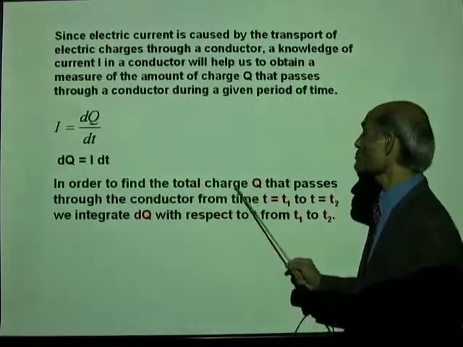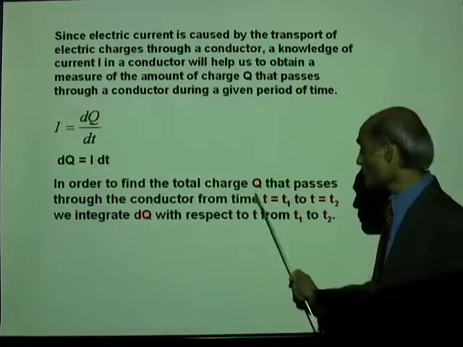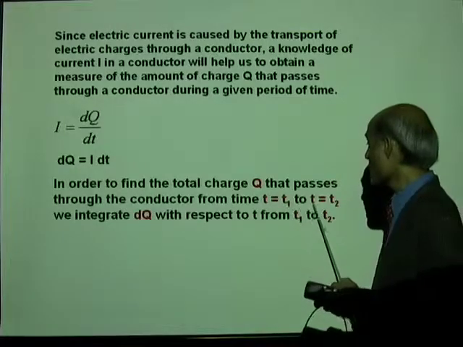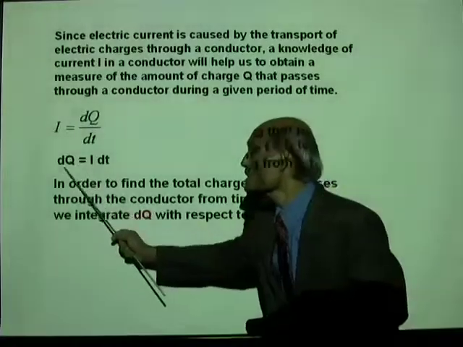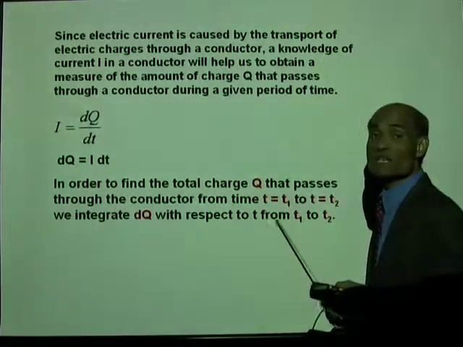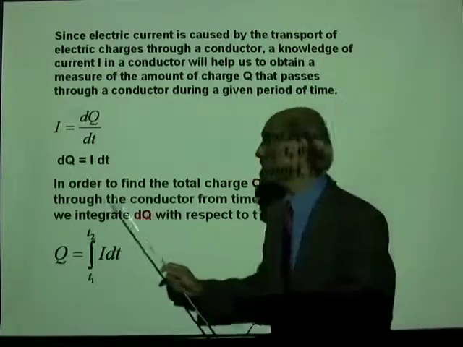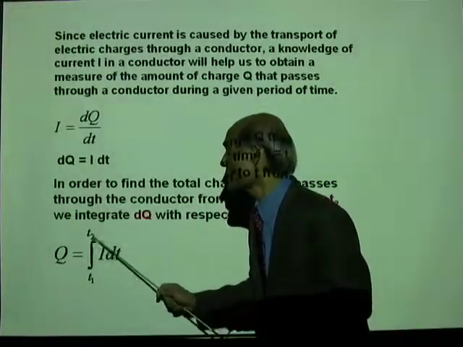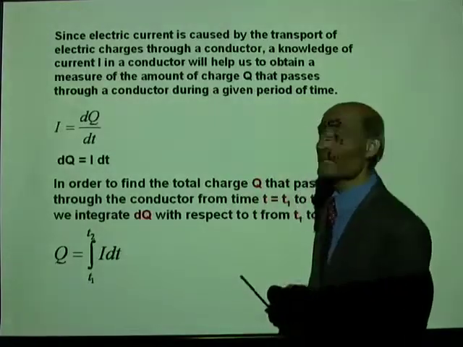In order to find the total charge q that passes through the conductor from time t equal to t1 to t equal to t2, we integrate this dq with respect to t from t1 to t2. So q equal to integral t1 to t2 of I dt, where I is given as a function of time.